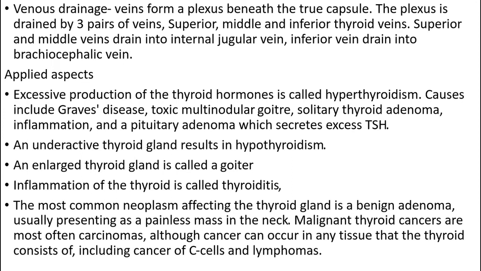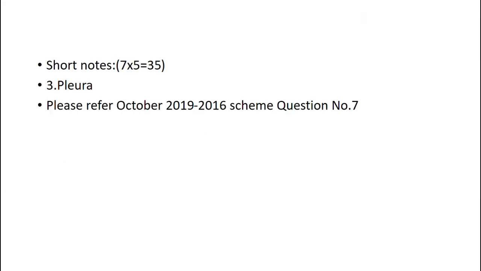The most common neoplasia affecting the thyroid gland is benign adenoma, usually presenting as a painless mass in the neck. Malignant thyroid cancers are often carcinomas, although cancer can occur in any tissue that the thyroid consists of, including cancer of C cells and lymphomas. Short note, the first is flora. You can refer to the 2019 question of the 2016 scheme, question number 7.